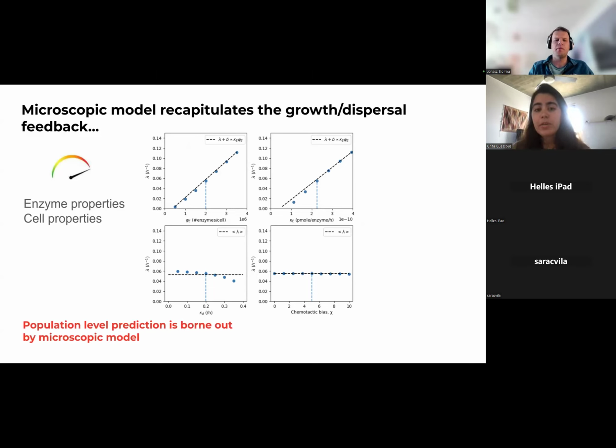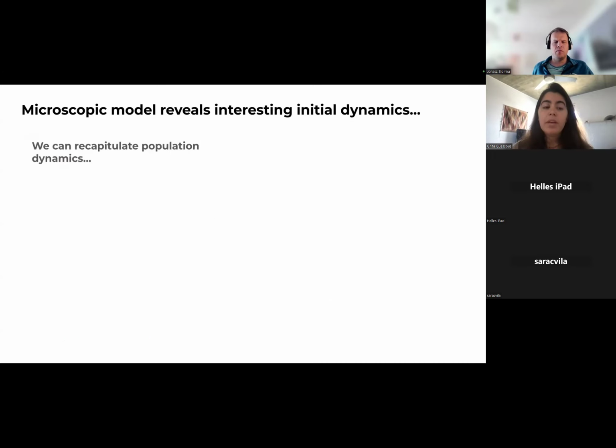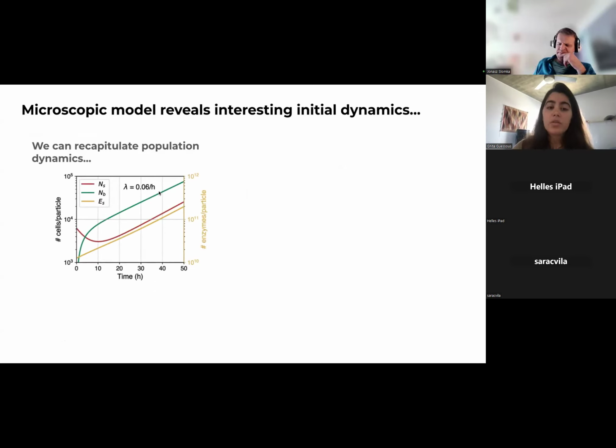So it is a little bit reassuring to see that these predictions at the population level that we did after a ton of simplifications, removing all of space and all of that, are borne out by the microscopic model. We can recapitulate the population dynamics I was showing you before. What I'm plotting here is the total population levels as a function of time. Given these empirical parameters that have allowed us to constrain our model, we can recapitulate the growth rate as well as the ratio of planktonic cells to surface attached cells. The planktonic cells are in green and the surface attached cells are in red. We also have some prediction about how the enzyme number is increasing as a function of time.